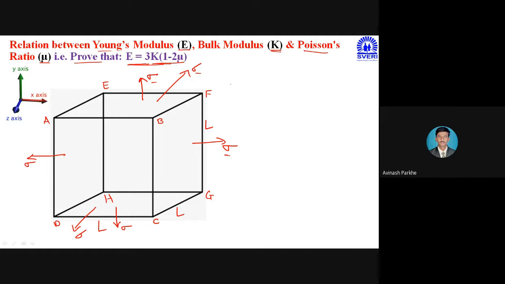Therefore, if I write the volume of the cube, it is equal to L into L into L, which is L cube. We have the formula L into B into D, but in this particular cube, your length is equal to B and your length is equal to D. So the volume of the cube is equal to L into L into L, which is equal to L cube.